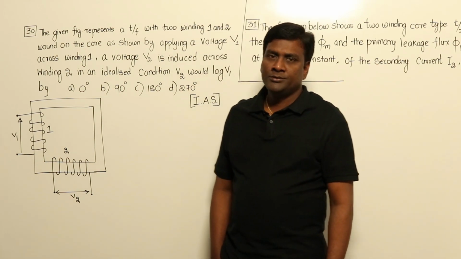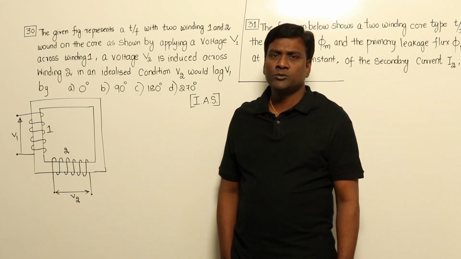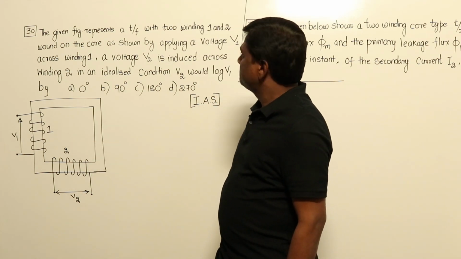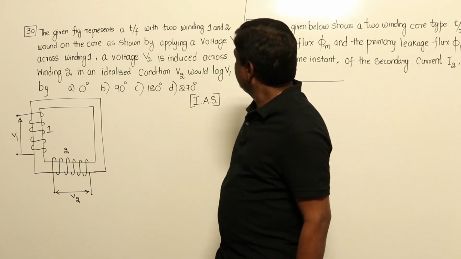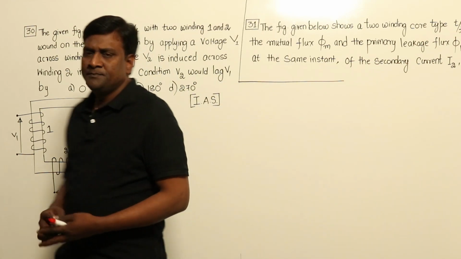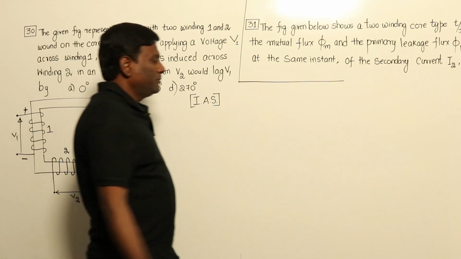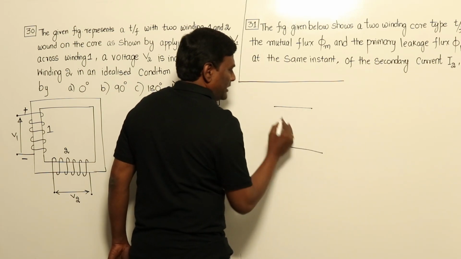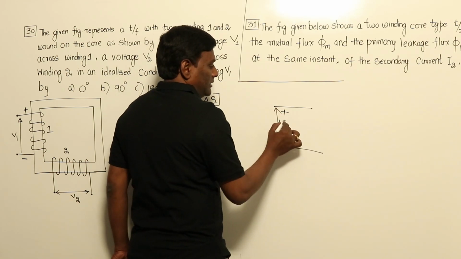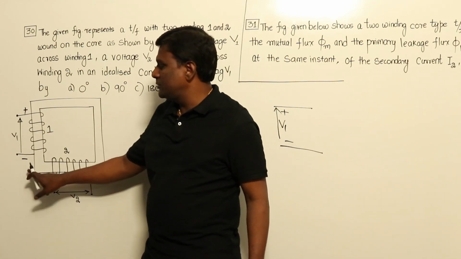Let us deal with a few problems related to the polarity test. These two problems are old civil services IAS questions. In this question, in the given figure corresponding to a two-winding transformer, voltage V1 is across winding 1, and the voltage V2 is induced across the other winding. Very simple. If we supply plus here, minus here, normally we will represent the voltage V1 in this direction. Similarly here he represented it, so this should be plus here, this should be minus here.